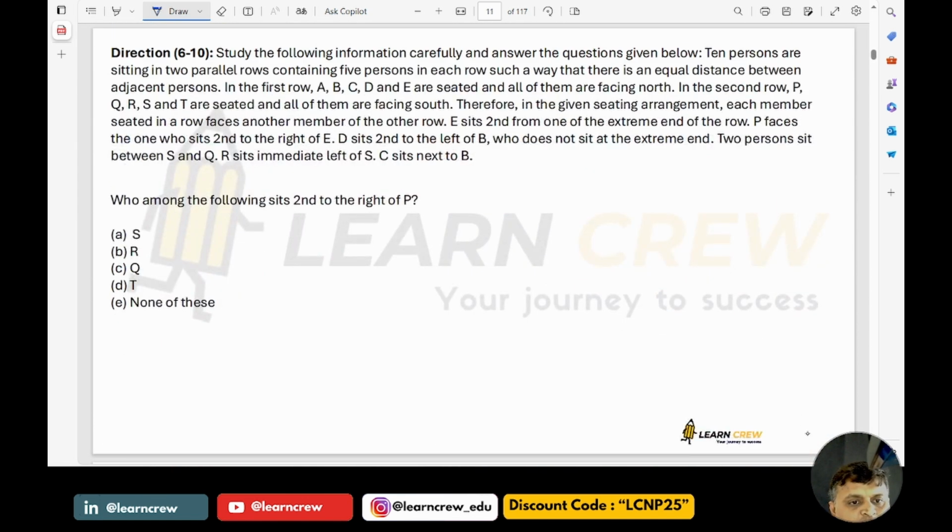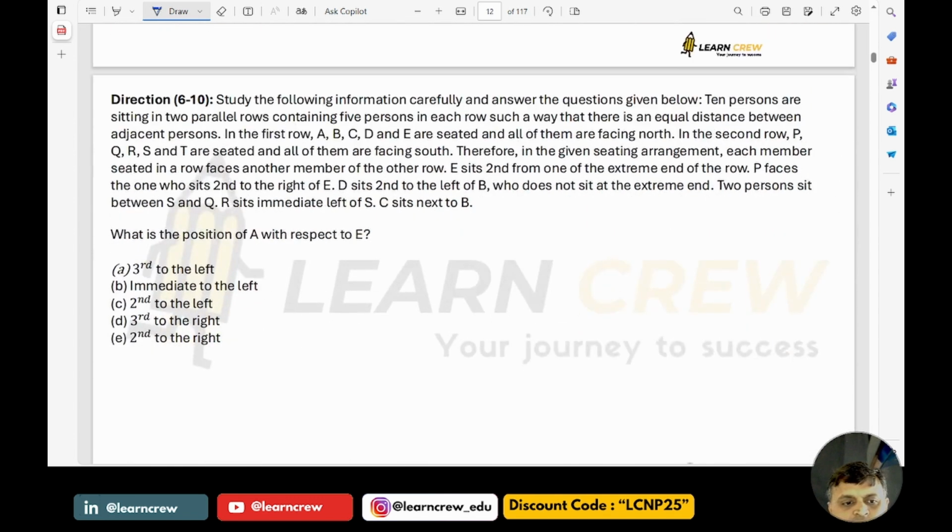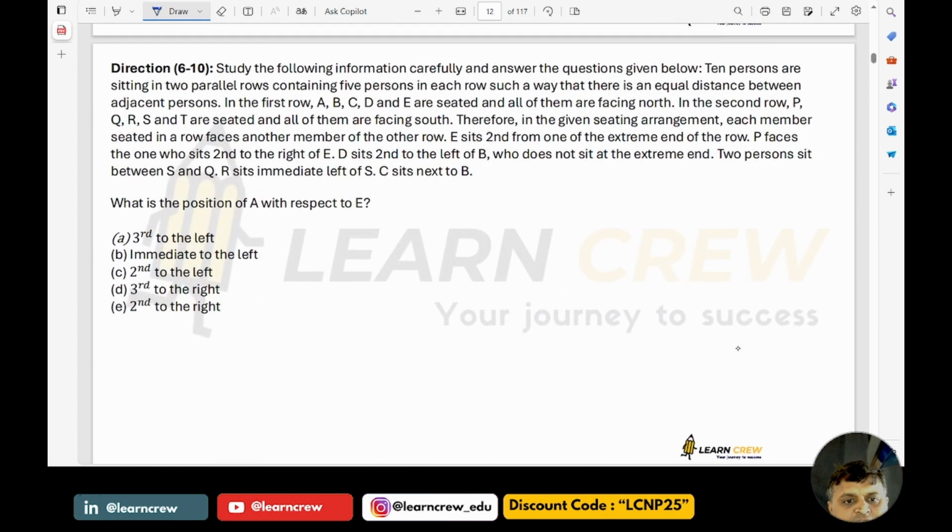The next one. Who among the following sits second to the right of P? Second to the right of P, who is there? S. So S means it is option A. What is the position of A with respect to E? A with respect to E is third right. So it is option D.